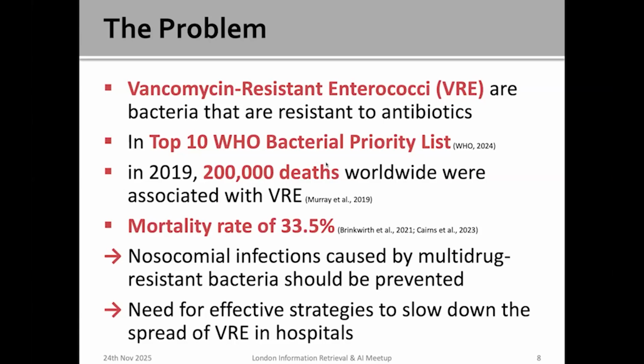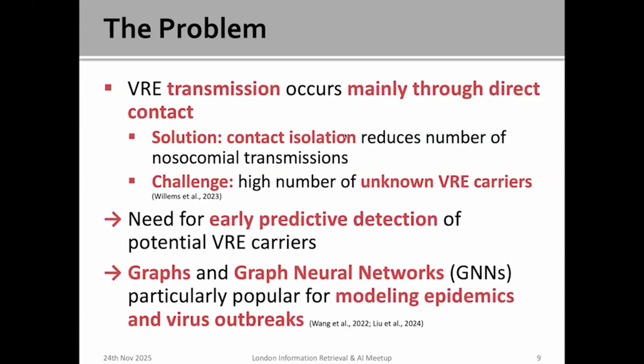So, if we look at the transmission pattern, we can see that it is mainly transmitted by direct contacts. So the good thing would be if we know those patients, or if we can identify those patients that might be infected, we can isolate them so other patients won't get an infection.